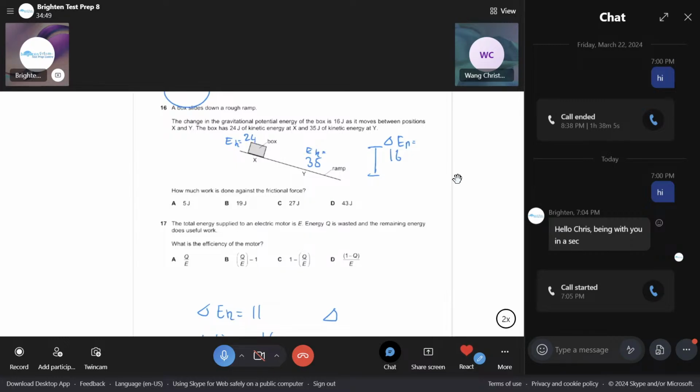C. Okay, why? Because Q over E is the percentage of energy wasted, and then 1 minus that is the percentage of energy being used, that's useful. Yes, exactly. Good one, right?